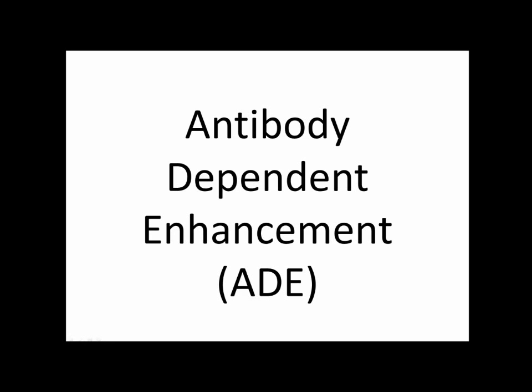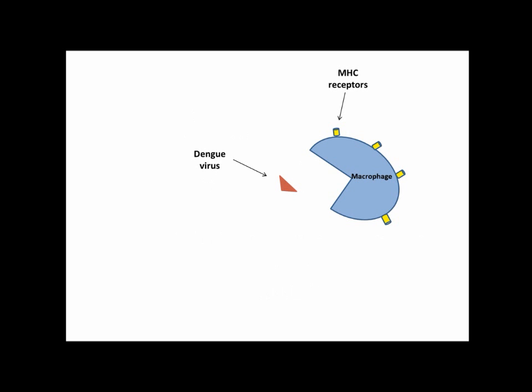Antibody-dependent enhancement is a mechanism to explain why secondary infections of dengue virus are much more severe than the first. It is important to recognize that immunity against one serotype of dengue does not automatically mean immunity against the other three serotypes. When you first get infected with dengue virus, circulating macrophages that have MHC receptors engulf it.